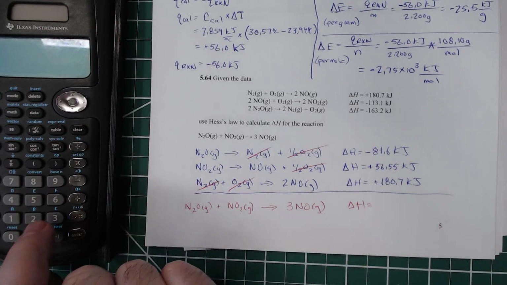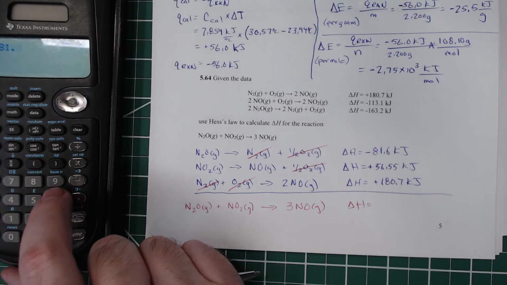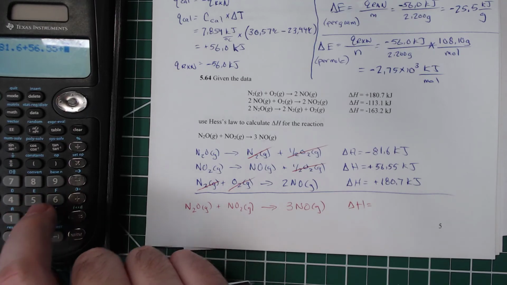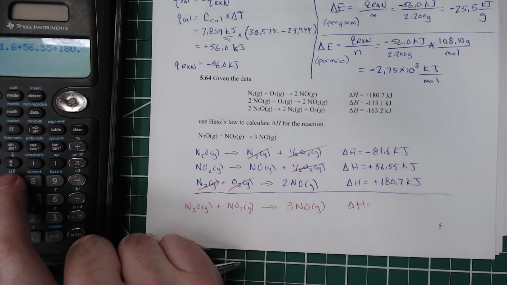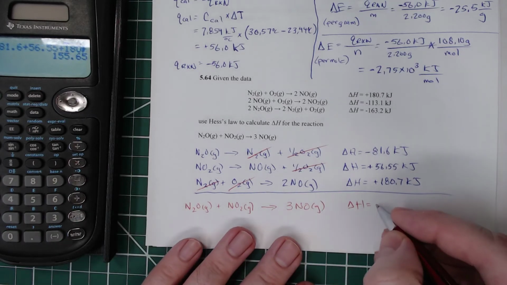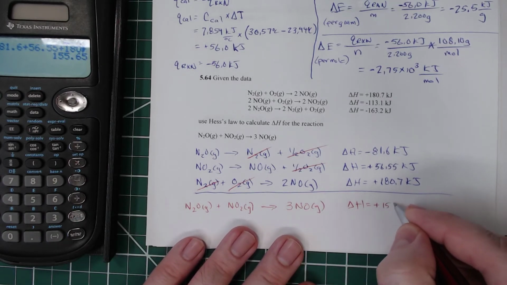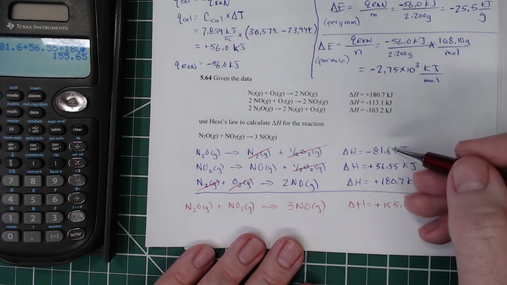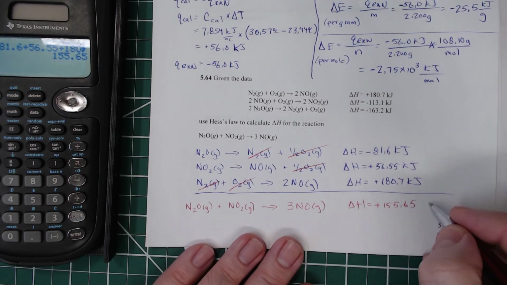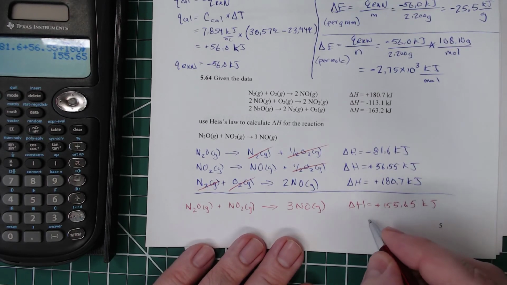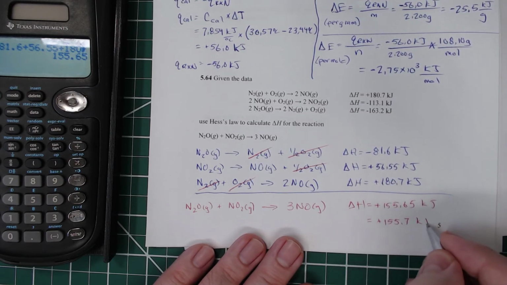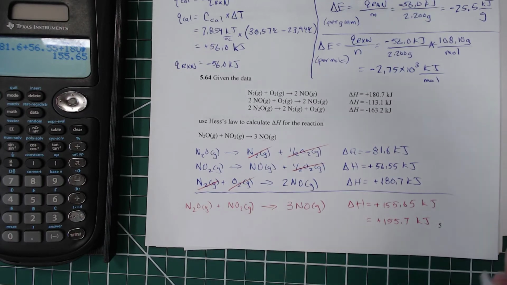So let's clear all that. We'll do negative 81.6 plus 56.55 plus 180.7. And that gives us positive 155.65. Now, we should probably check our sig figs here. We've got tenths place, hundredths place, tenths place. So we're going to take that and round it to the tenths place. So we'll put positive 155.7 kilojoules. All right, that is Hess's law.